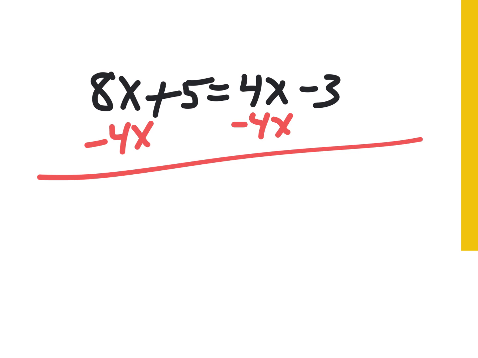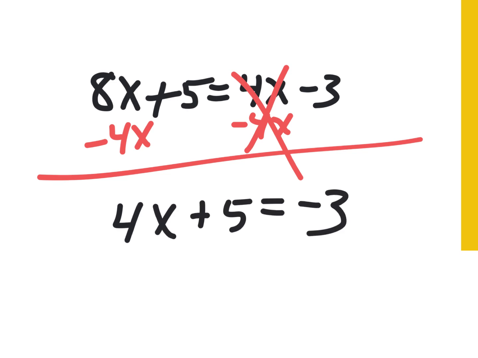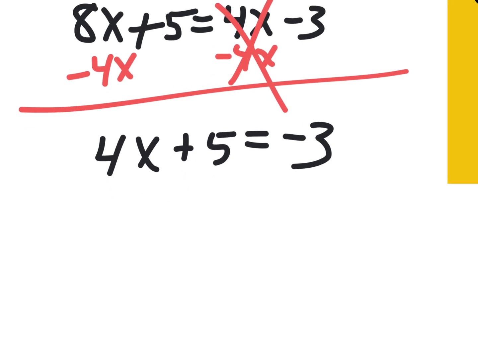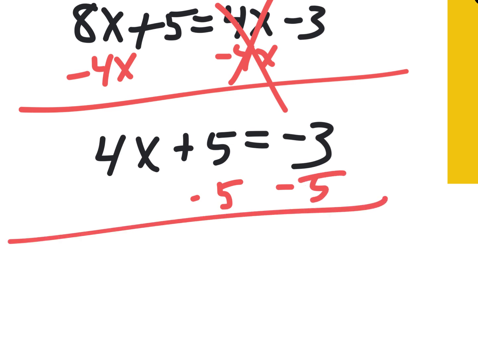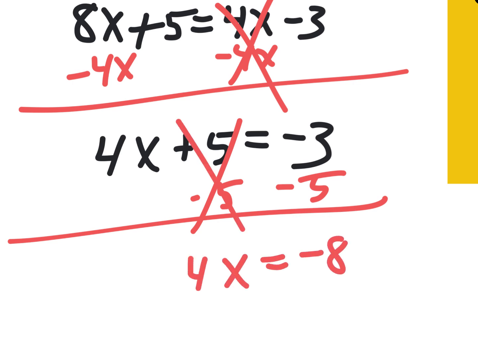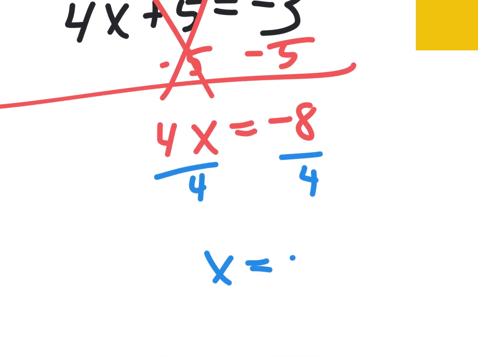Maggie, can you tell me what happens after that cancels? Tell me what to write. Yes. Pierce, take it from there. Subtract 5. Good. Abby, take it from there. Tell me what to write. 4x equals negative 8. Good. And then what? And then you divide both sides by 4. Good. X equals negative 2. Perfect.